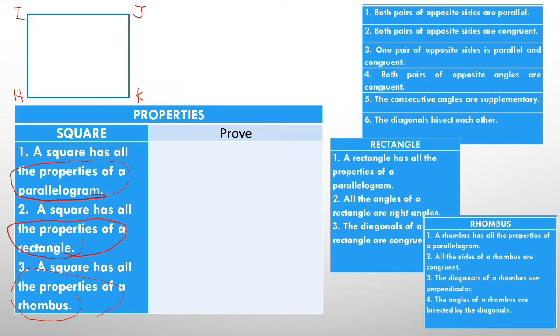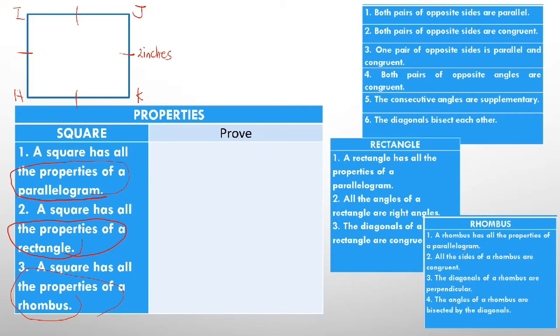In our square, we know that a square has equal sides. Let's say this side is 2 inches, then the other 3 sides are also 2 inches. That's why a square has an equal measurement of the sides. Now, let's have the first property, the parallelogram. We are going to check all the properties that we can identify in our square.